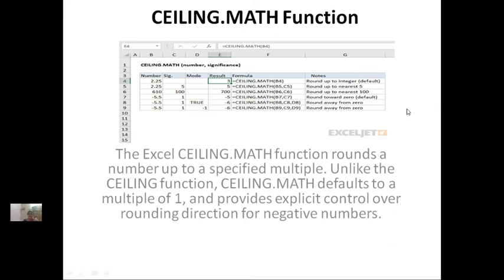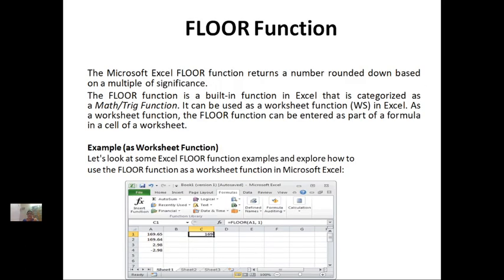Now students, let us go to the next slide. The same thing is shown here in the slide. The result, that is the output, we have already seen in the Excel sheet. Next is the floor function. The next mathematical function is the floor function. It is a built-in function in Excel categorized as a math function. It returns a number rounded down based on a multiple of significance. Below is a diagram showing an example of the floor function.